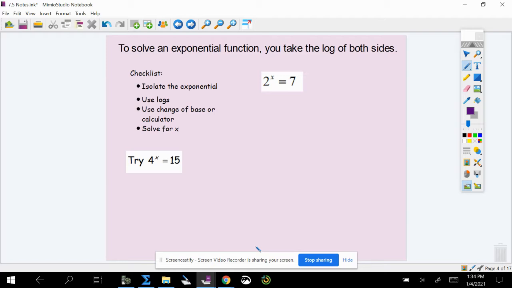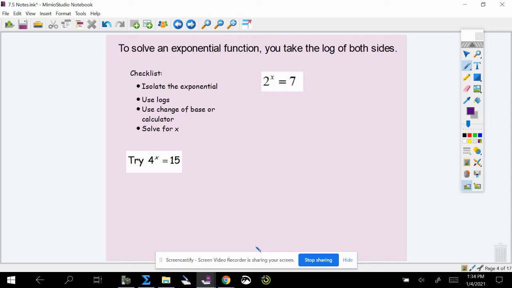I have a little checklist here, kind of what the process is. Isolate the exponential, meaning get it by itself. Oftentimes, like the really simple ones, they're already isolated. You're going to use logs. So we know exponents and logs are inverses, so they undo each other. If I have an exponent with base 5, then I'm going to use a log base 5. They always have their counterpart.